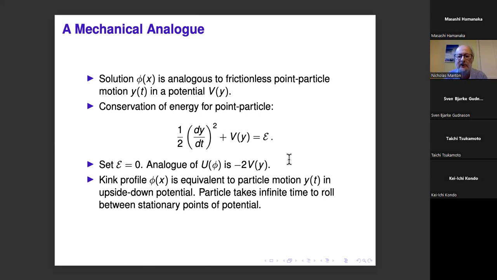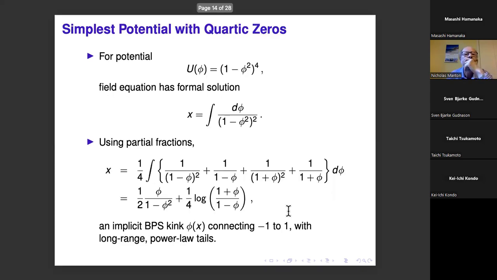And that immediately tells you what kind of kinks or sphalerons there could be. So the kink profile is equivalent to a particle motion in the upside down potential. And the particle takes infinite time to roll between stationary points. Right, let's go to some more complicated potential.